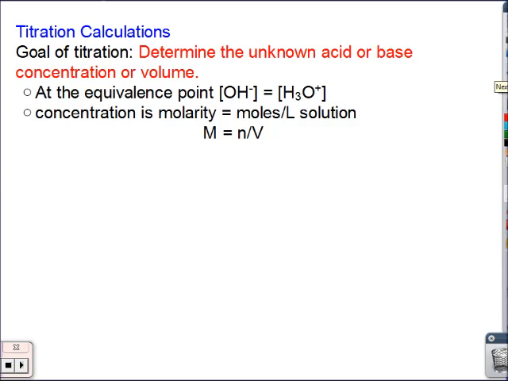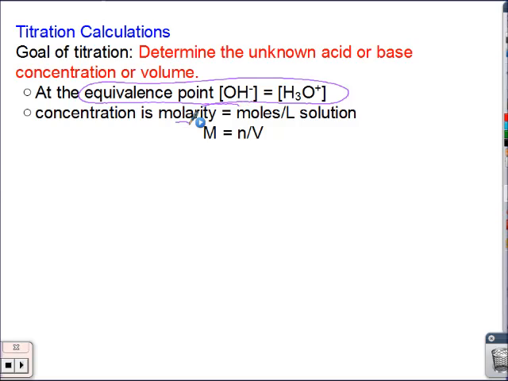So if I'm trying to do a titration, the goal of this is to actually figure out what the unknown acid or unknown base is. I'm going to use the equivalence point. Assume that the equivalence point, this is what you're looking for. The OH minus concentration equals the H3O plus concentration.